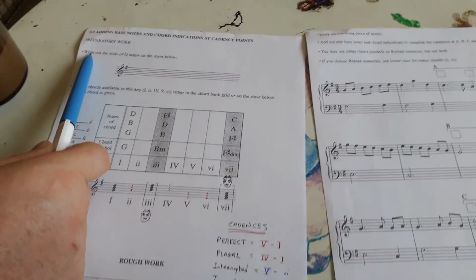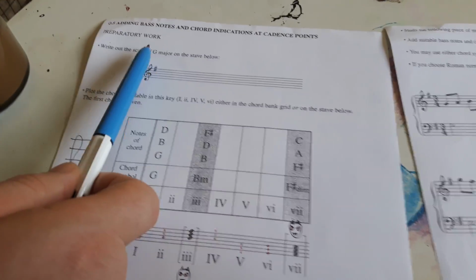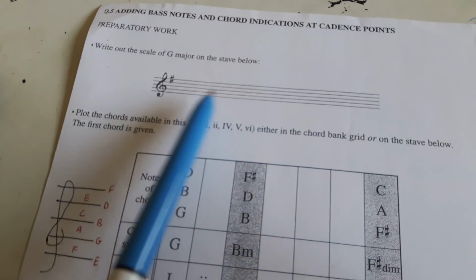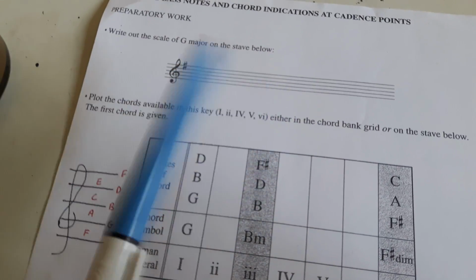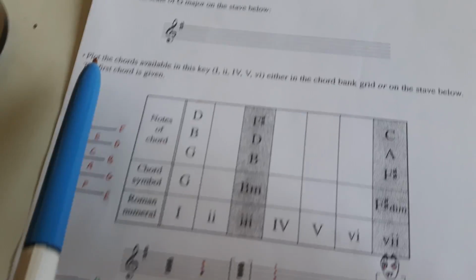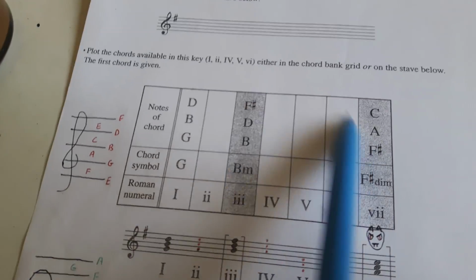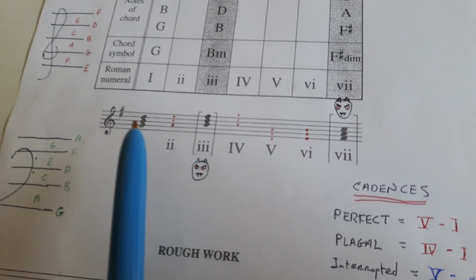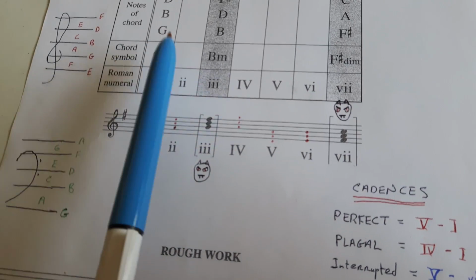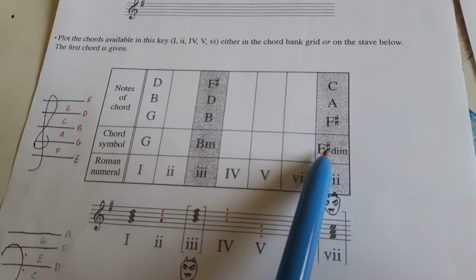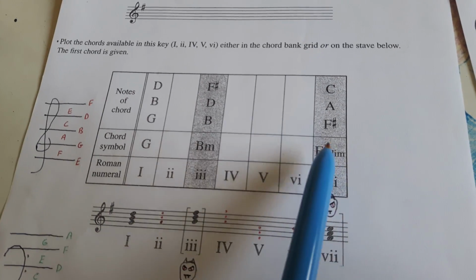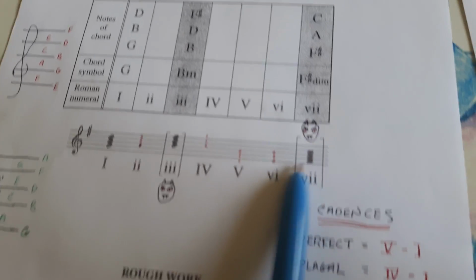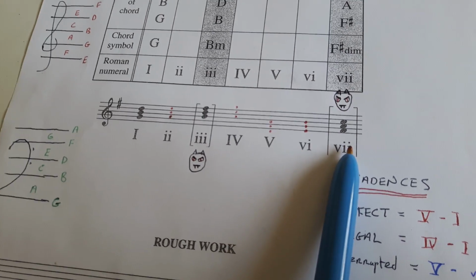Now it says to write out the scale of G major or whatever your key is on the stave below. But you don't get any marks for that, so you could even leave it out and not be penalised. Then you plot the chords available either in this chord bank or else on this stave. Now, I always use the stave because it's easier. The chord bank, you need to know things like if it's sharp or flat or diminished or minor. So it's more effort. This is just putting in dots in a very simple, easy to understand sequence.